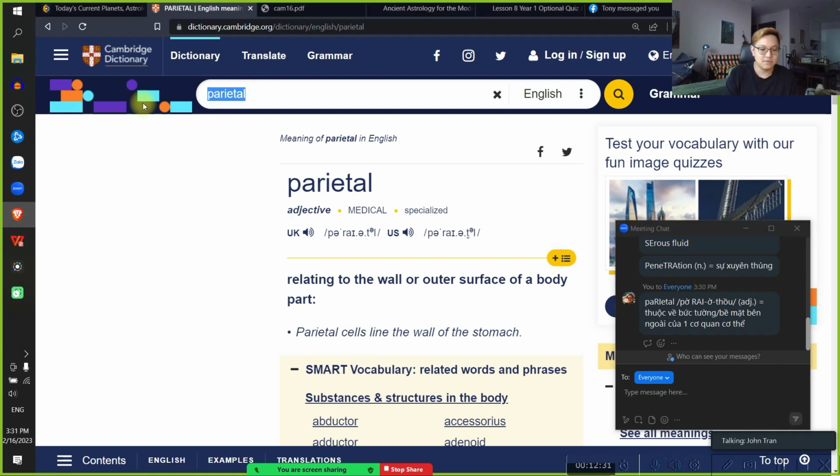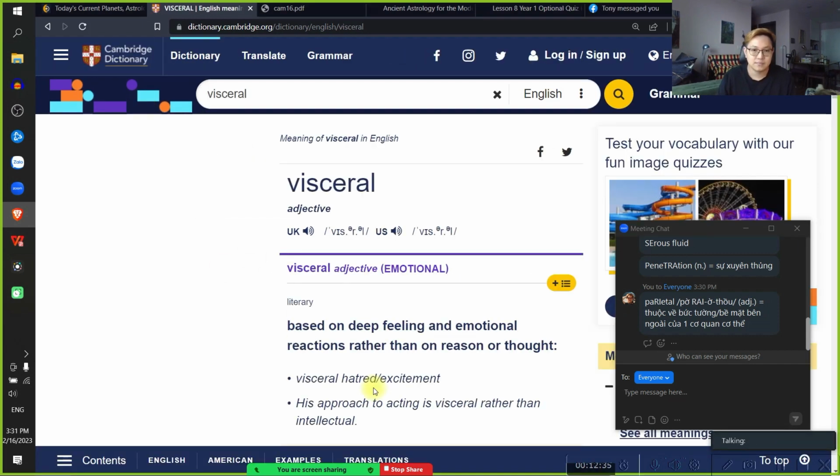But look at this word, visceral. In literature, visceral means based on deep feeling or emotional reactions rather than on reason or thoughts. Yeah, in literature, visceral means a very deep feeling, an emotional reaction.